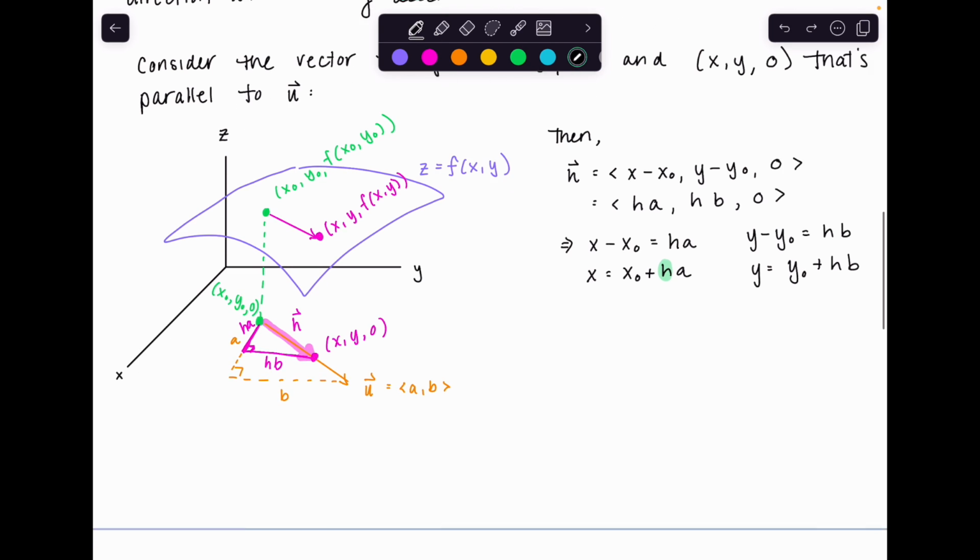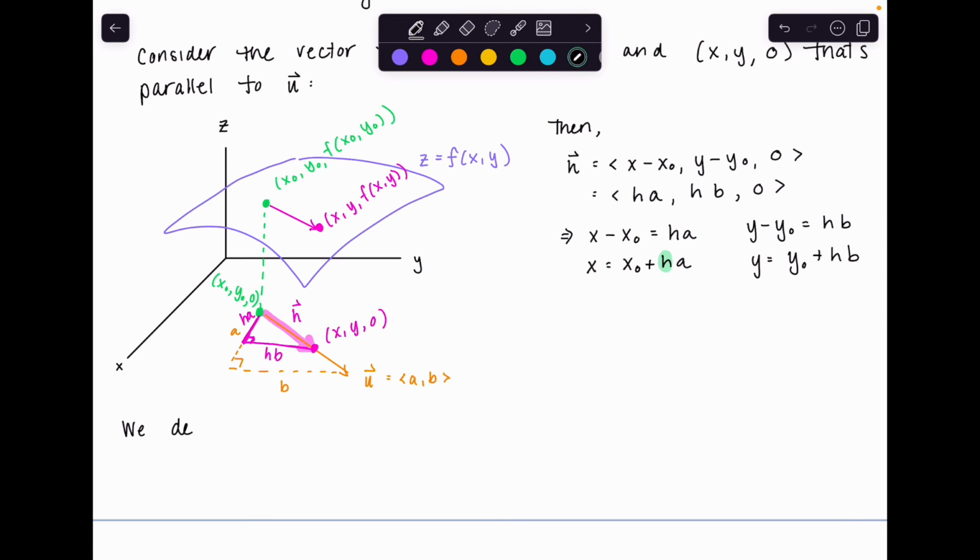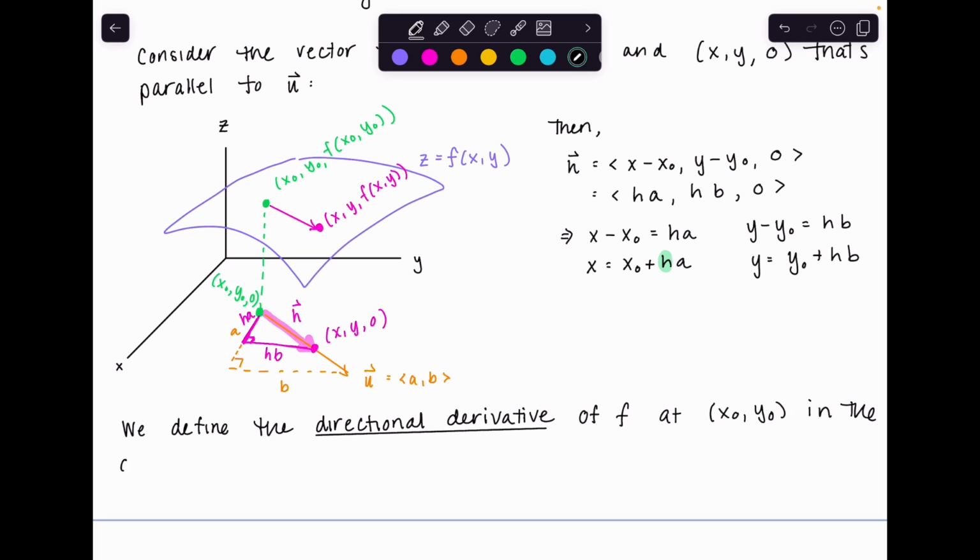So to tie all of this together now, we define the directional derivative of f at the point x naught, y naught in the direction of a unit vector u, which has components a, b, as the following.